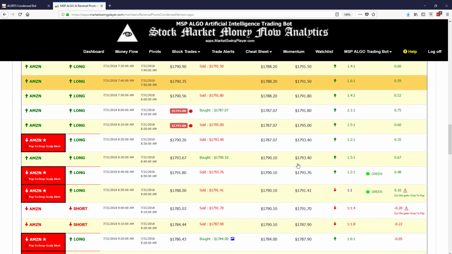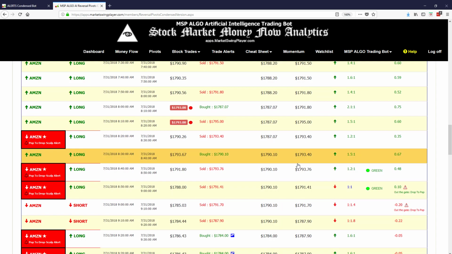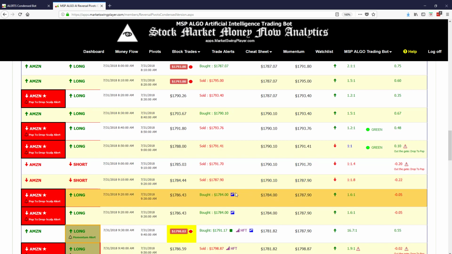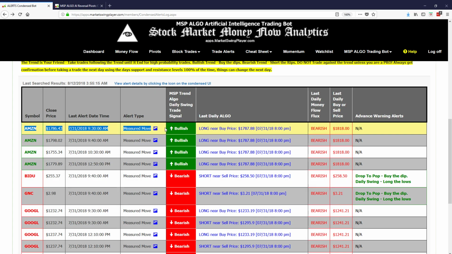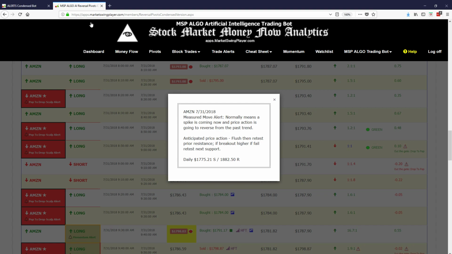MSP ALGO Artificial Intelligence Trading Bot, giving you information on order flow for the top 10% of traders that win 90% of their trades. So we could see we have a measured move alert right here. I looked at the app, the log, to try to find out what measured move alerts came out. This comes out every 10 minutes, updates every 10 minutes. I say, oh okay, it's 9:30. Let me go look at Amazon. So I actually go to the app to see what is actually going on.